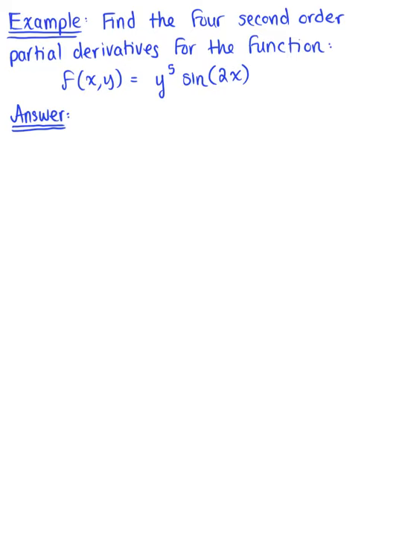Find the 4 second-order partial derivatives for the function f of x, y is equal to y to the 5th sine of 2x. So in order to find the 4 second-order partial derivatives, we need to first find the 2 first-order partial derivatives. So that's our first job. Find the first-order partials.